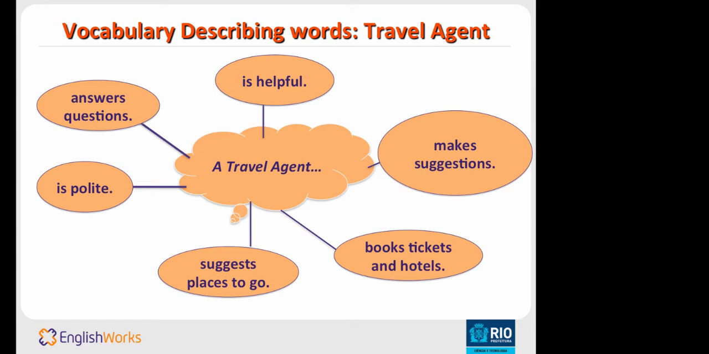Can you repeat after me? A travel agent is helpful. A travel agent makes suggestions. A travel agent books tickets and hotels. A travel agent suggests places to go. A travel agent is polite. A travel agent answers questions. Good job. Let's move on.